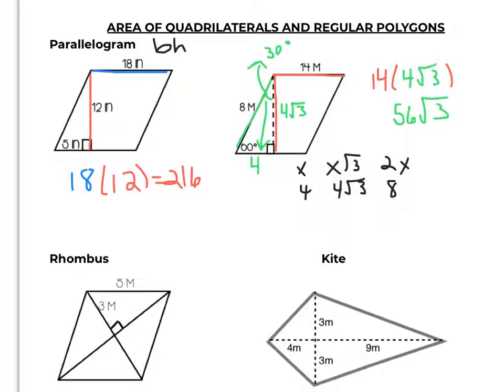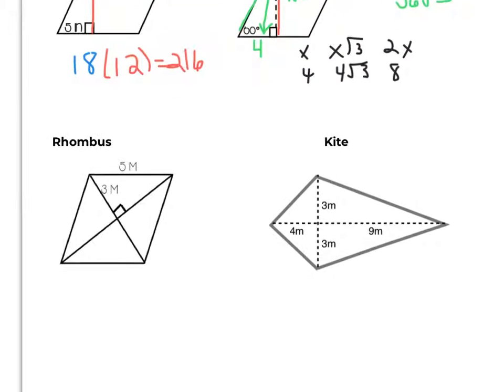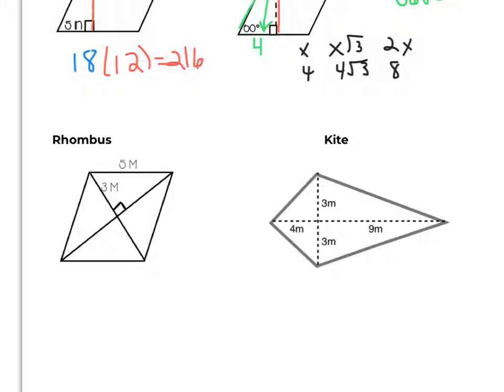So that was parallelograms. Then we looked at rhombi and kites, and for these it was 1/2 diagonal 1 times diagonal 2. And it's the same for both. So in my rhombus, I have one diagonal has a piece of 3, so then this other piece is 3. So I have 1/2 times 3 plus 3 is 6, but I need the length of the other diagonal.